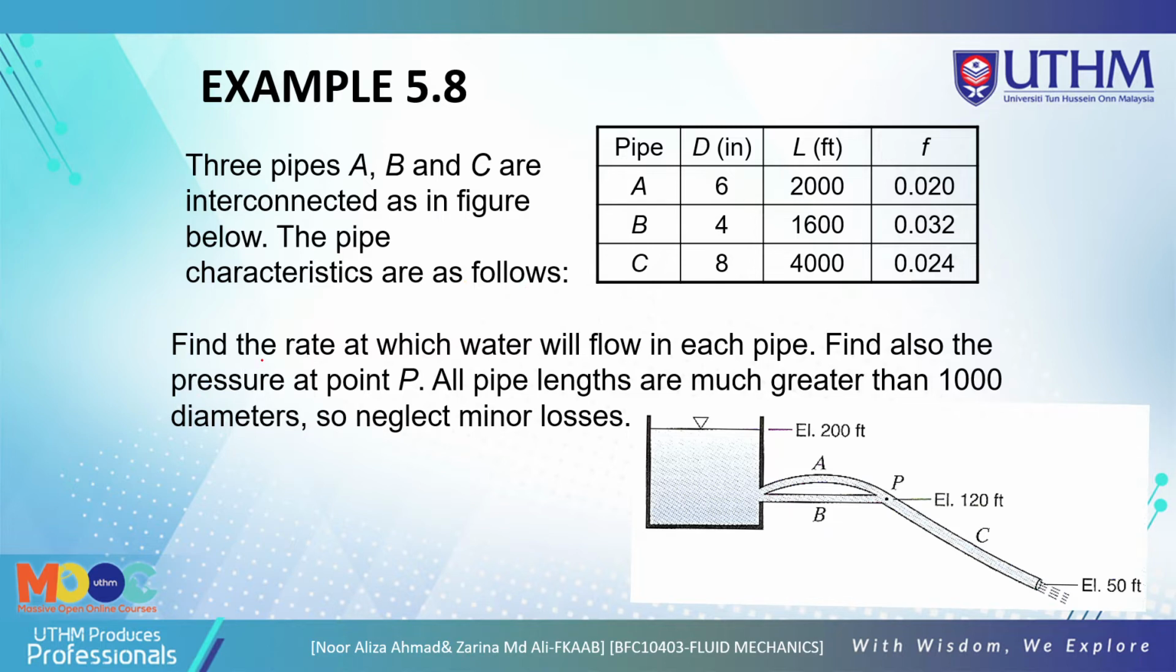Find the rate at which water will flow in each pipe. Find also the pressure at point P. All pipe lengths are much greater than 1000 diameters, so neglect minor losses. So no minor losses. The A and B pipes are parallel, and C is in series with AB. So based on the ABC here, this is in the US unit.